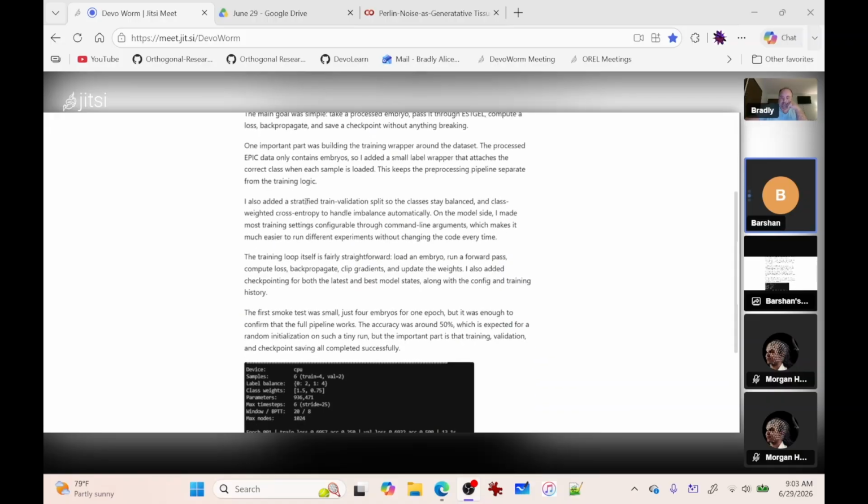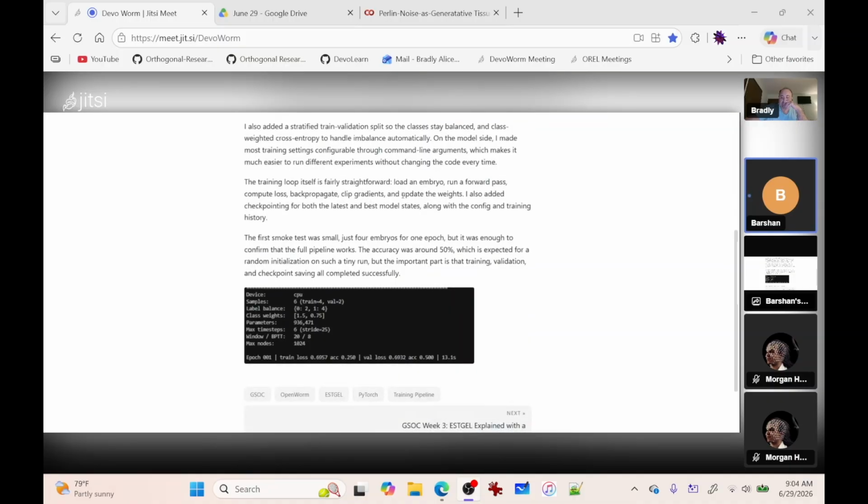Then we have a train and validation split so the classes stay balanced, and a class weighted cross entropy to handle the imbalance automatically. I had about a 20 to 80% split of the classes. Most training settings are configured through command line arguments, which makes it easier to run different experiments without changing the code, so I can change parameters like the window size from the command line itself. The training loop was straightforward.